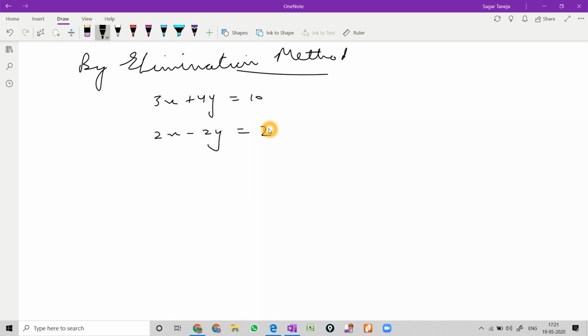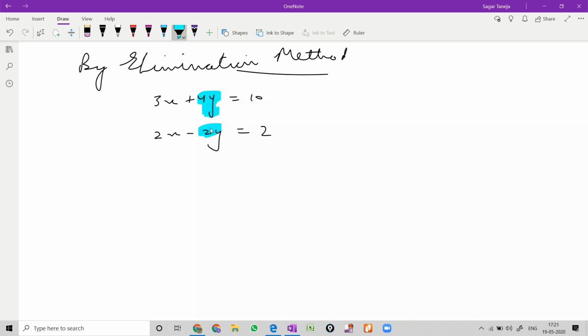Now what I have told you is that you have to make the coefficient of the variable the same. Here we have coefficient of x as 3, here we have coefficient of x as 2, so they are different. We have to make them the same. If not this, you can make the coefficient of y also the same. So in this question, I am making the coefficient of y the same. It is your choice. You can make the coefficient of any of the variables the same. Here I am focusing now on y.